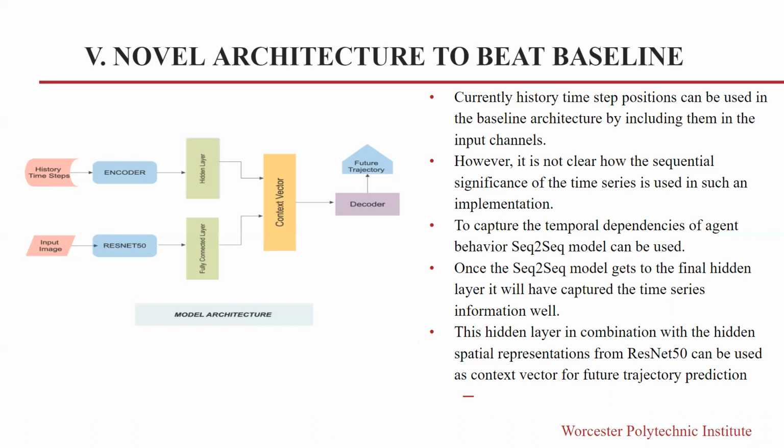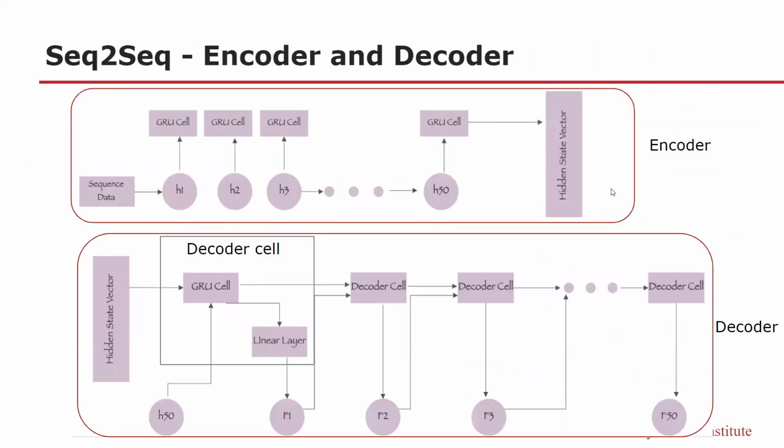It processes them in order to get the final hidden layer of the encoder. In parallel, the input image will be fed into the ResNet 50, which will have the final fully connected layer. The final hidden layer of the RNN and the final fully connected layer of the ResNet 50 will be concatenated, and that will give rise to the context vector, which can be used to decode the future trajectories of the agent. Next slide, please.